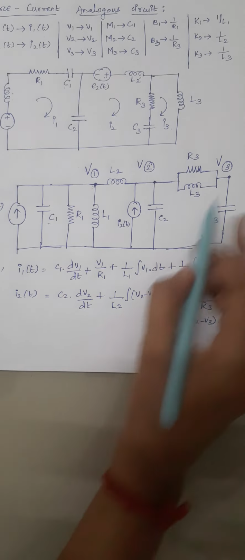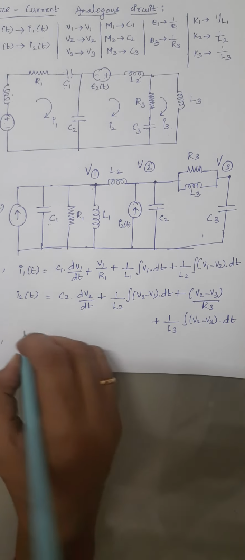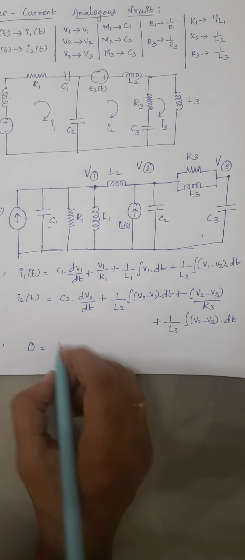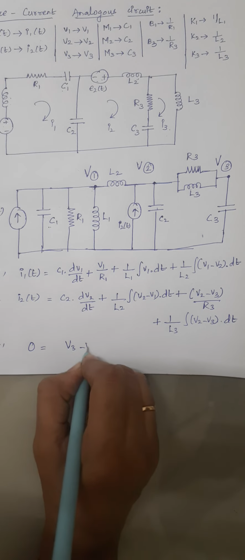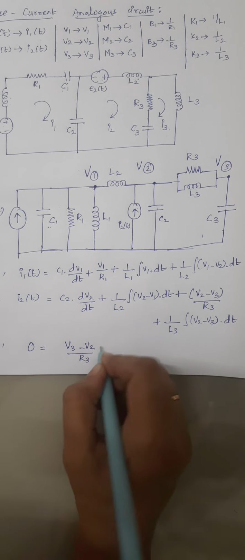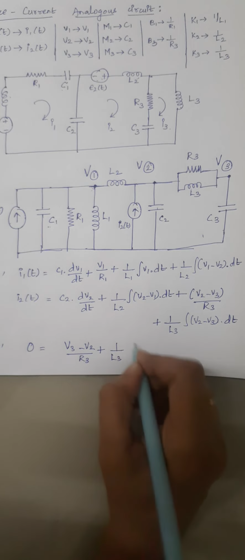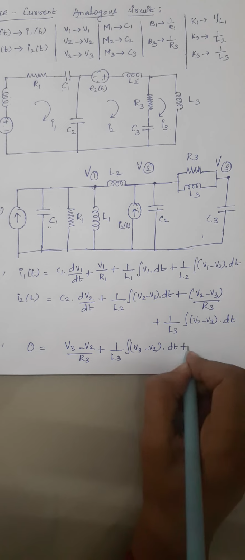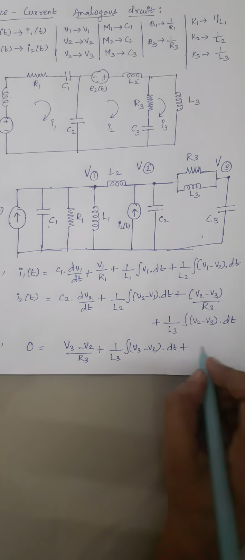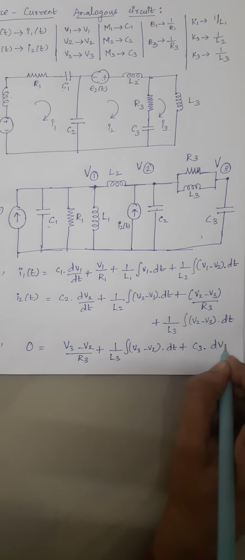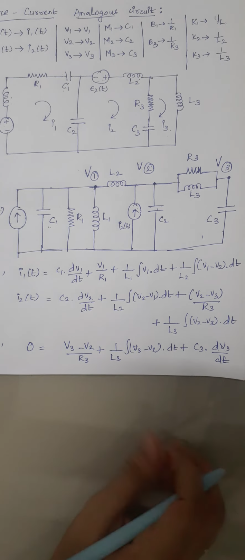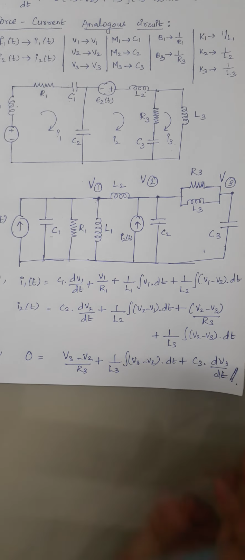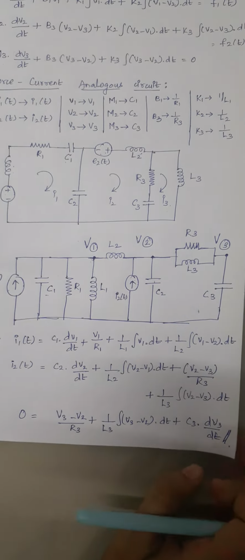And the last one is at node 3, that is at V3 we will be having, there is no direct current source, so I am writing it as 0. So this 0 is equal to V3 minus V2 by R3, plus again 1 by L3 into integral of V3 minus V2 into dt, plus and the current flowing through the capacitor is again C3 into dV3 by dt, right? So these are our nodal equations. That's all, our problem gets over here, right?